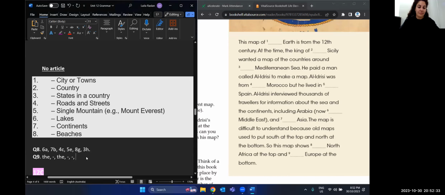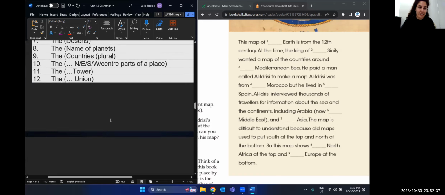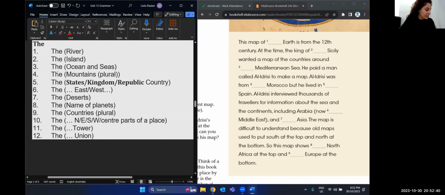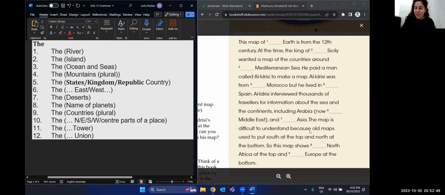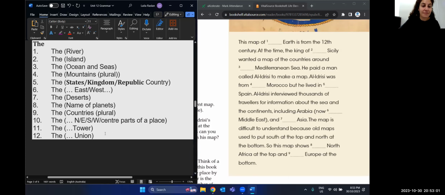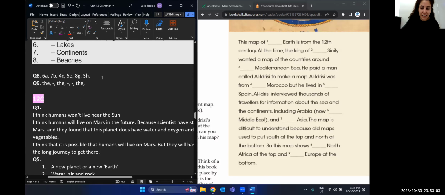Now, we need to say the, because why? The for words that have east or west, the Middle East. So number 6, make sure you put the. Now, it was called Arabia a long time ago. Now it's called the Middle East, that section of the world. And no, so I don't need the, and Asia, because it's a continent.